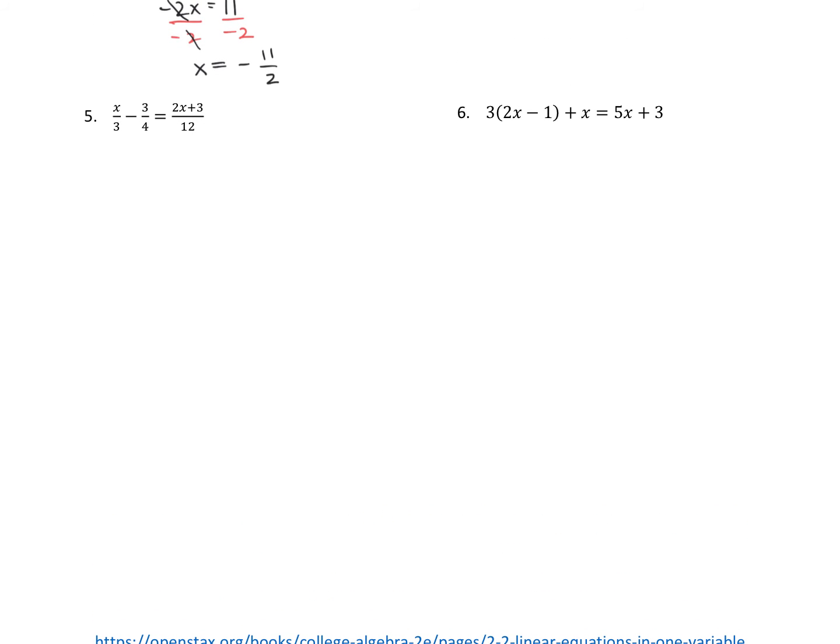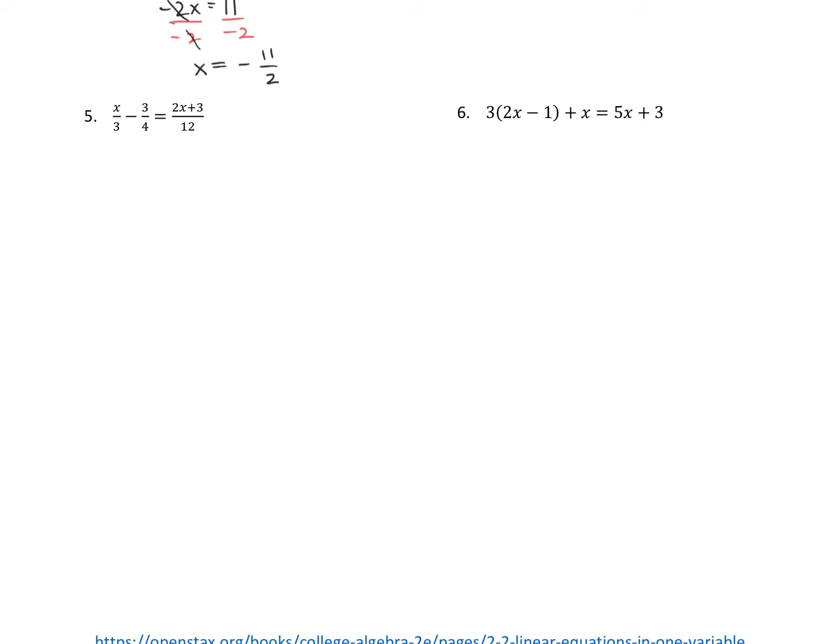Okay, so number 5, this one looks a little more complicated. It's got the fractions. Notice that the variables, though, are all in the numerator. The denominators are all numbers. You can easily get rid of the fractions. That's probably the easiest thing to do by finding the common denominator and then multiplying everything by that. And so what you want to do is look at all the numbers in the denominator and figure out what you could multiply each number by to get the same number. So you're going to be scaling up the smaller numbers to match a larger number.